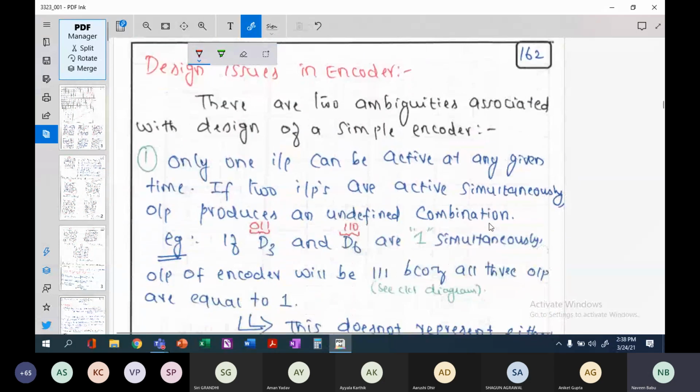Now the first ambiguity is that only one input can be active for this encoder, but if two inputs are active simultaneously, then the output produced will be an unidentified combination.